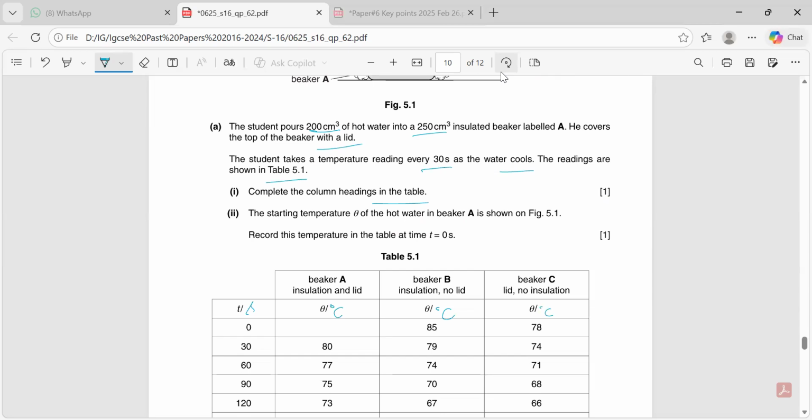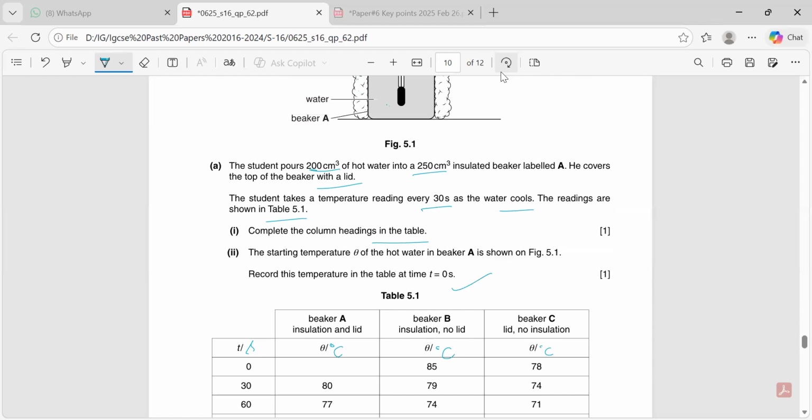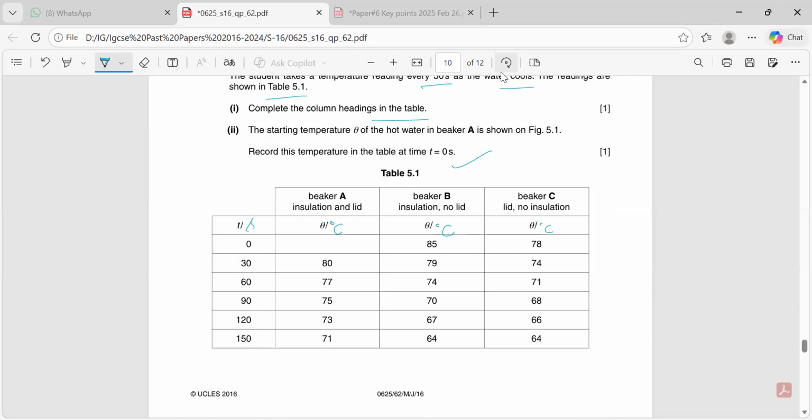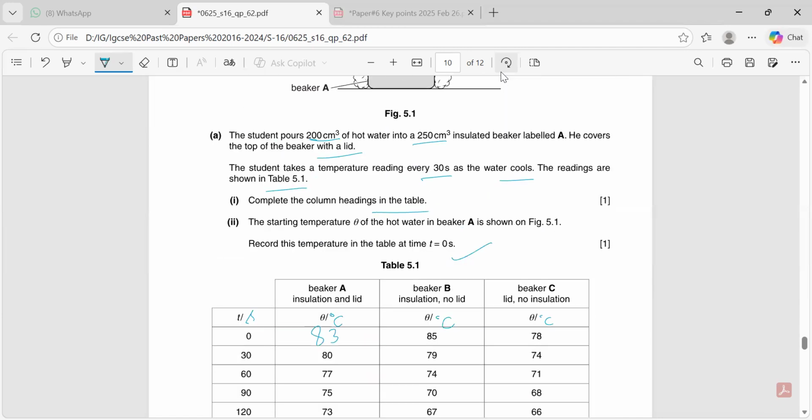Degrees Celsius. So record the temperature at time t equal to 0. He measured the temperature at t equal to 0. So that is here. See, this is 80, 81, 82, 83. Please confirm if I'm wrong. 1, 2, 3. Yes, 83. So 83 here. Okay. So in this way, 2 marks you have scored.